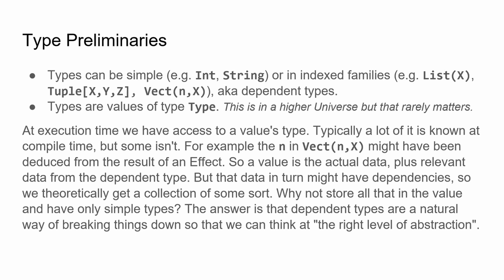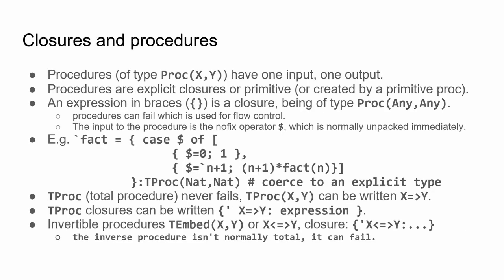And why not just store all that stuff in the value and only have simple types? It turns out that dependent types are the natural way of breaking things down so that we can think at the right level of abstraction. They're the sweet spot between dynamic typing and completely static typing. Procedures which have type proc x, y have one input and one output. Of course, they can be compound things.